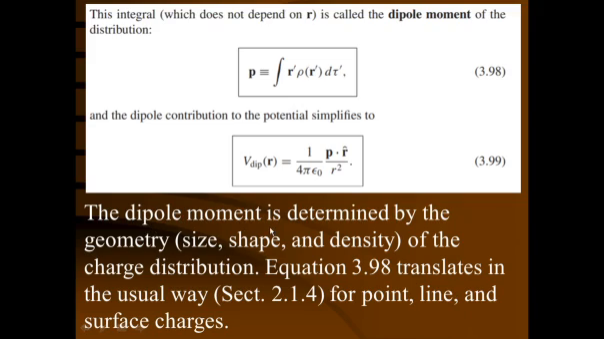So, dipole moment of the charge distribution can be given by this integral, and it depends upon the geometry of the charge distribution, that is size, shape and density of the charge distribution. Equation 3.98 translates in the usual way for point, line and surface charge distribution. Here we have considered that in a volume the charge is distributed continuously and non-uniformly.